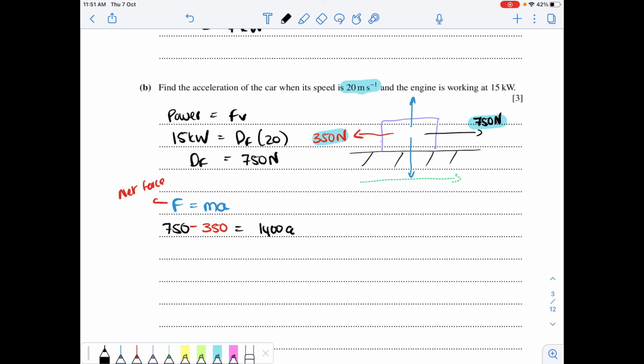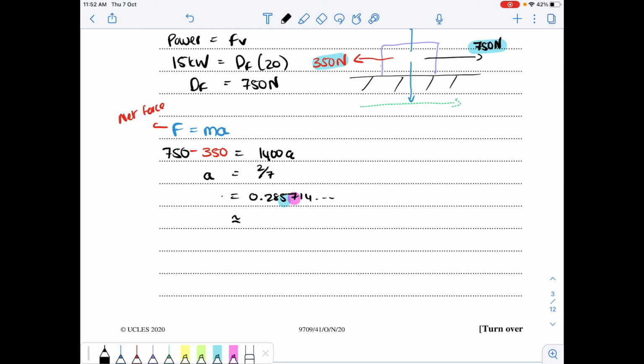So we simply take 750 minus 350, and divide that by 1,400, and that's going to give us an acceleration of 2/7, which we can write as 0.285714. We need to remember 3 significant places, so I need to round at the 5 and consider the 7. The 7 is greater than 5, and so we get 0.286 meters per second squared as my acceleration.